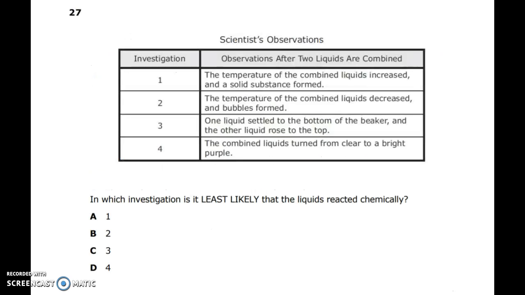27. Scientists' observations. Investigation 1. Observations after two liquids are combined: the temperature of the combined liquids increased and a solid substance formed. Investigation 2. The temperature of the combined liquids decreased and bubbles formed. Investigation 3. One liquid settled to the bottom of the beaker and the other liquid rose to the top. Investigation 4. The combined liquids turned from clear to a bright purple. In which investigation is it least likely that the liquids reacted chemically?